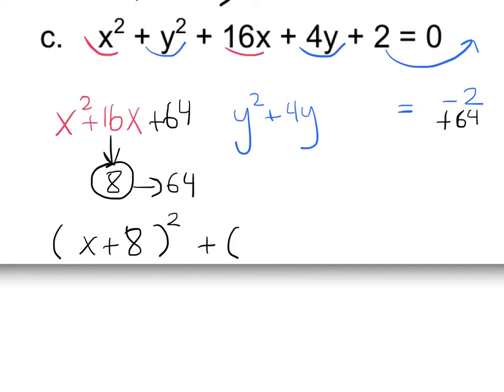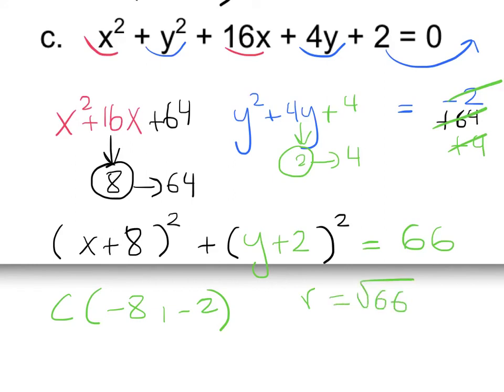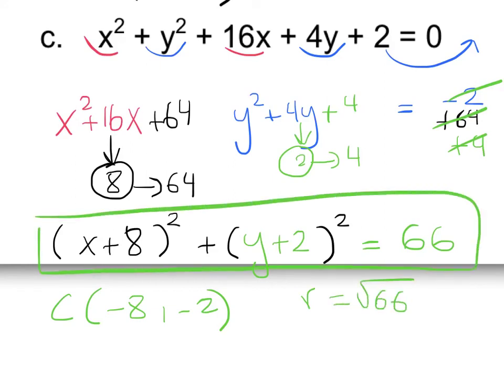Now, let's move on to the y. Again, the middle term, you divide it by 2, and then you square it. So you know you have to add a 4 over here and a 4 over here. And then, inside the parentheses is going to be y plus 2 squared. Negative 2 plus 4 is plus 2, plus 64 is 66. Then my center is negative 8, negative 2, and my radius is the square root of 66. That's it. I just changed it from the general to the standard.